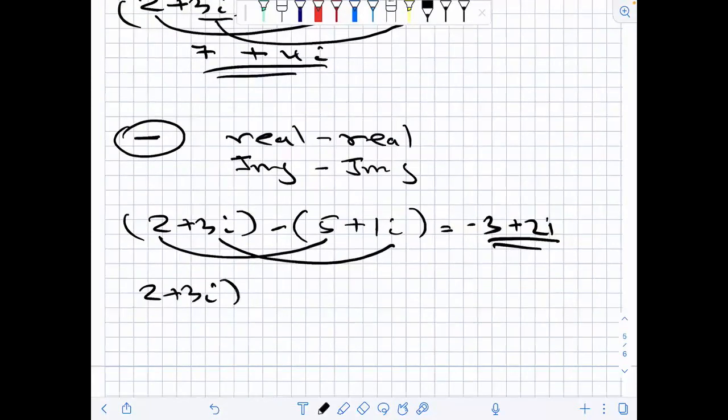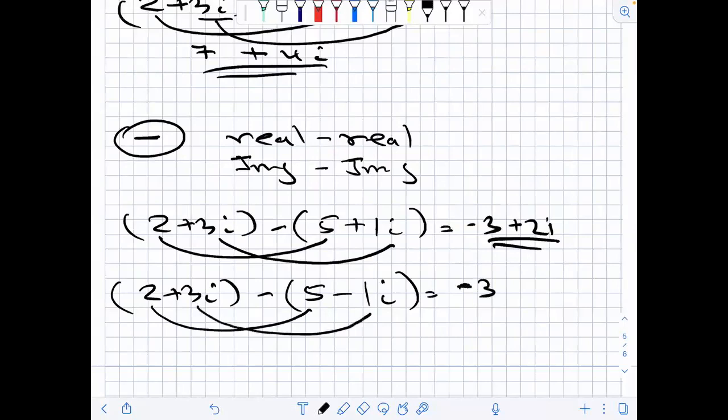Let's look at another example. 2 plus 3i minus 5 minus 1i. Real minus real. 2 take 5 is minus 3. And 3i minus minus 1i. So remember, minus minus is a plus. So 3i plus 1i makes plus 4i.